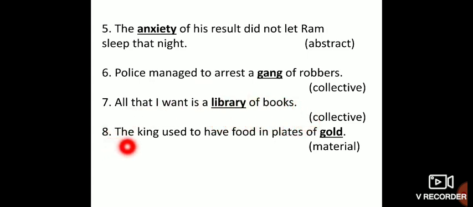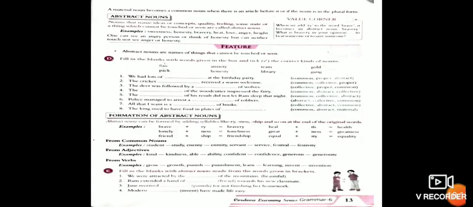Now in 8th part, the king used to have food in plates of gold. So here gold is a material. So the plates which are made of gold. So gold is your material noun. So you will tick material over here.